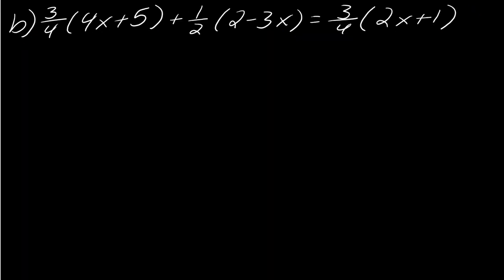Okay, so moving on to this next one. 3/4 times 3x plus 5, plus 1/2 times 2 minus 3x, equals 3/4 times 2x plus 1. And by the way, if you want to pause the video to try this first, go for it. The LCD here is going to be 4, so I'm going to set this up.